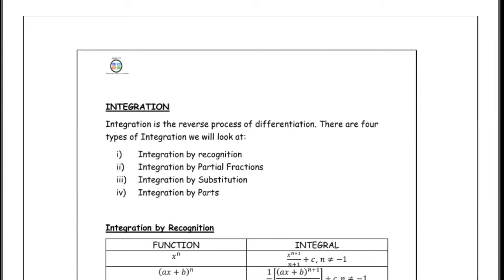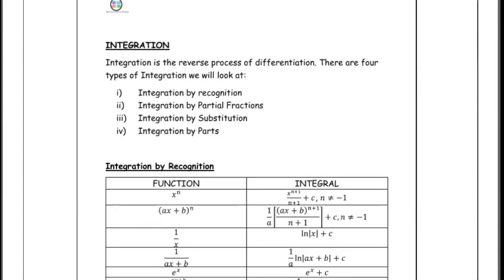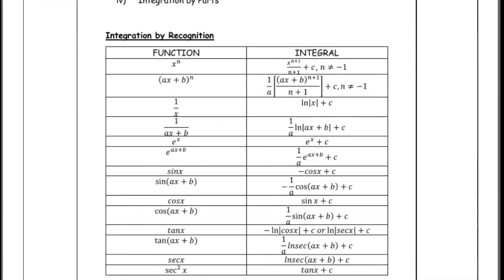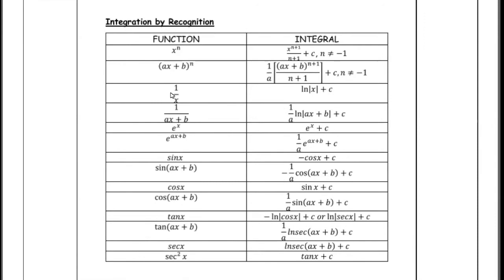All right. Now, looking at integration by recognition, these are functions that you should be able to integrate easily or recognize easily. So for example, when we integrate x to the n, it's x to the n plus 1 over n plus 1 plus a constant c. We just add 1 to the power and divide by the power. Integrating this function, add 1 to the power, divide by the power. Integrating 1 over x is ln the modulus of x.